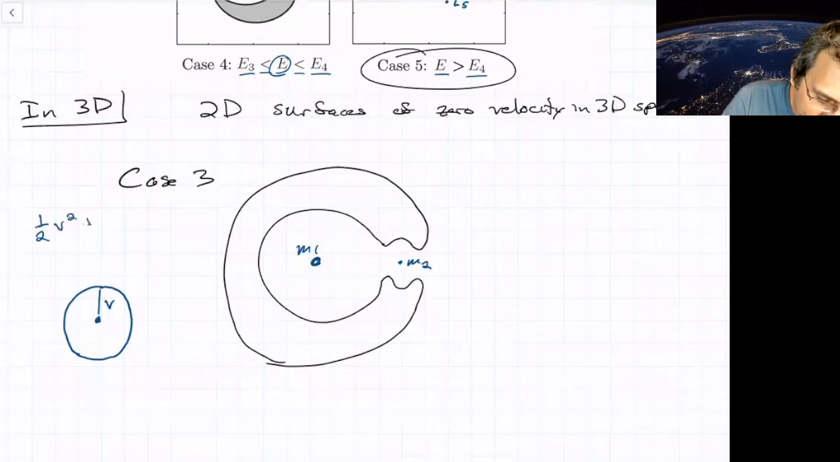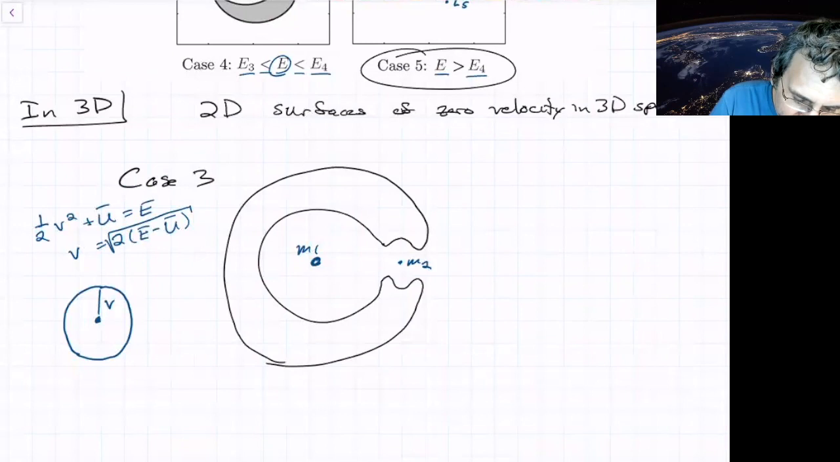1/2 v squared plus u bar equals e. So I could write this also as 1/2 v squared equals e minus u bar, or v equals the square root of 2 times (e minus u bar). This circle shows all the possible velocities I could have. So maybe I've got something pointing in this direction, or maybe it's in that direction. Maybe it's in this direction. And so a little bit later, I'll be at some different location.